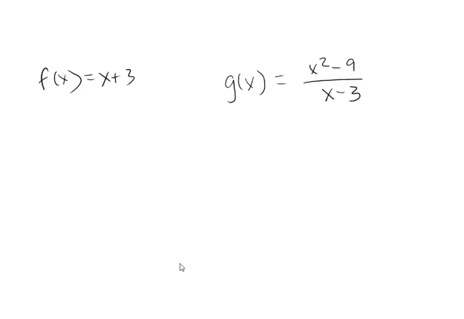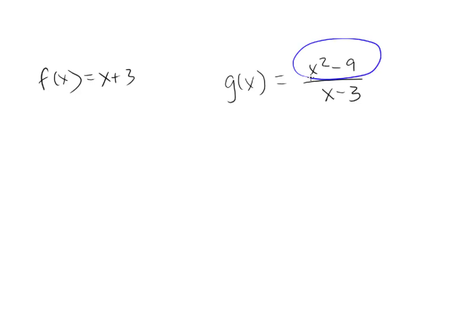This problem requires you knowing your difference of two squares, but also just enough about rational expressions to be able to identify holes and asymptotes. So let's take a look. F of x is x plus 3. G of x is x squared minus 9 over x minus 3.